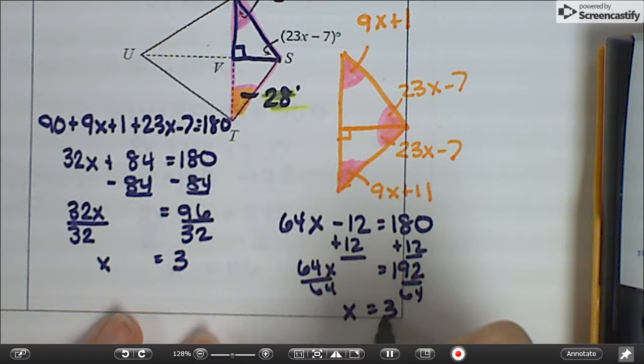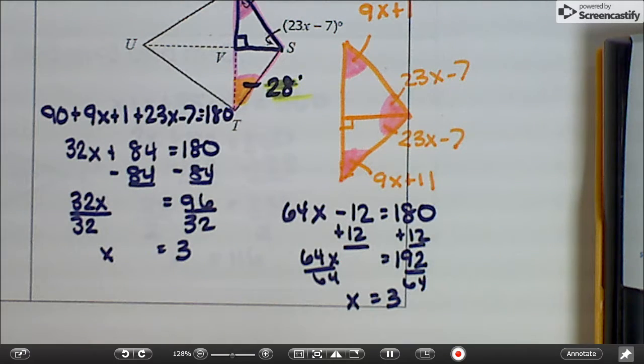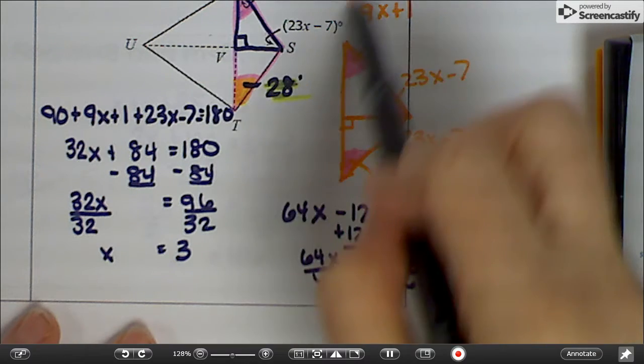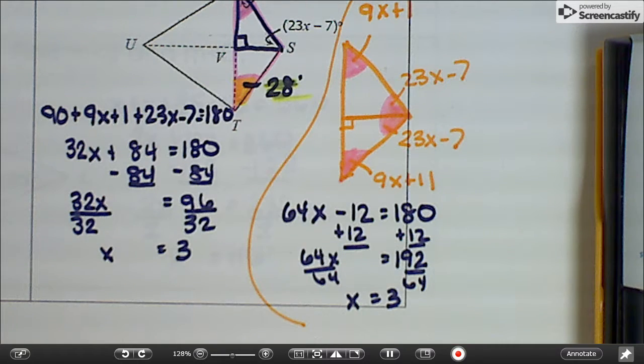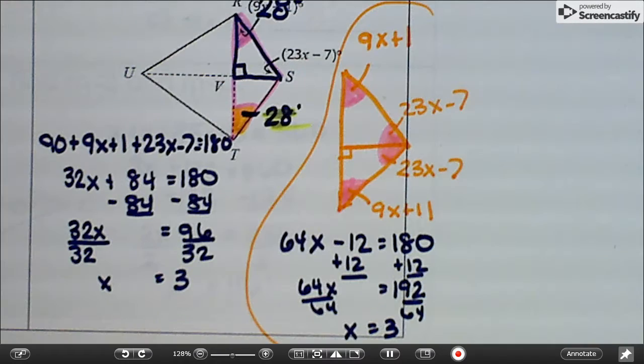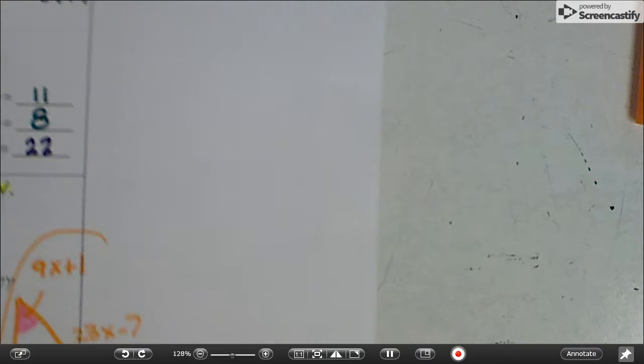And we get the same answer for x, plug it back in, we get the same thing. So either way, this works. Okay, whatever way you see it, this is going to work as long as you do the calculations right. All right, let's do one more cool thing before we're done.